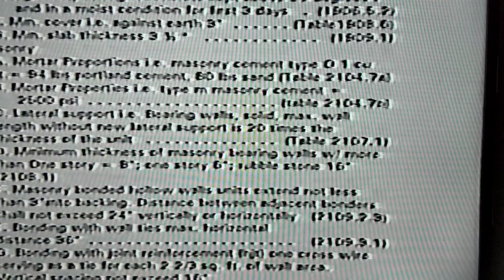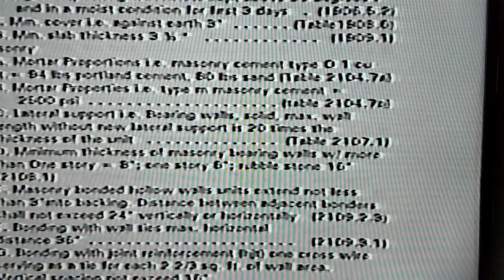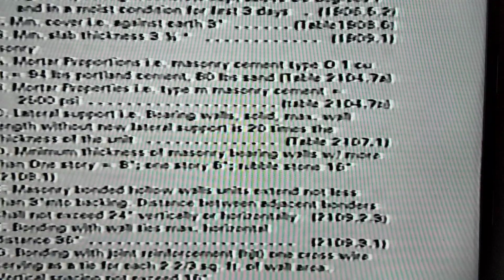If we are going to bond with joint reinforcement, HJT, then we're going to need one of these for every 2 2/3 square foot of wall area. And the vertical spacing is not to exceed 16 inches. That is to say, from this point to the height of the wall, we can't go more than 16 inches without some form of vertical reinforcement.